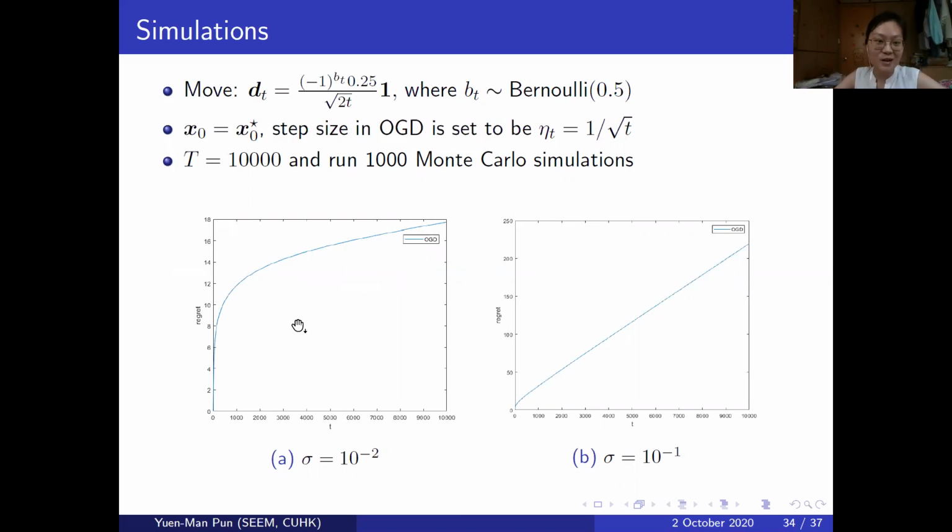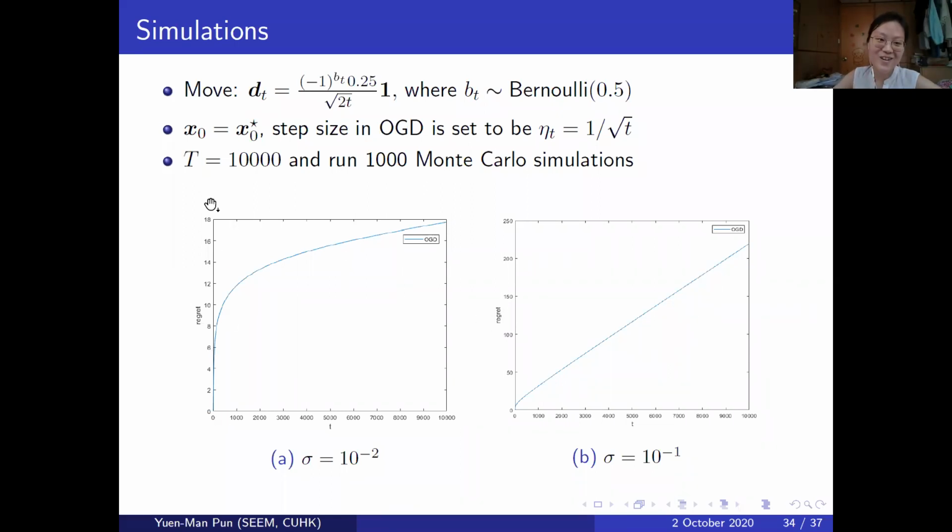But we actually can observe a similar behavior here. So here the move is actually times 100 compared with the first example, and also the noise, we also put this as 0.01, which is much larger compared with the first example. But still, we can observe that it grows sublinearly at the beginning and then linearly eventually. And similarly, when sigma equals 0.1, we have such linear growing behavior for the regret rate.